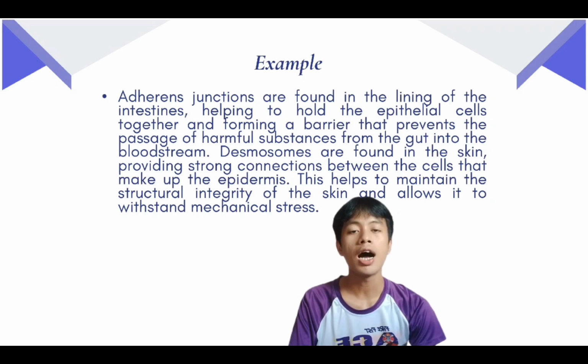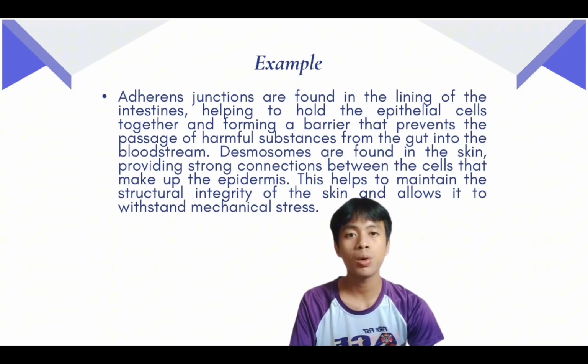Adherens junctions are found in the lining of the intestines, helping to hold the epithelial cells together and forming a barrier that prevents the passage of harmful substances from the gut into the bloodstream. Desmosomes are found in the skin, providing strong connections between the cells that make up the epidermis. This helps to maintain the structural integrity of the skin and allows it to withstand mechanical stress.